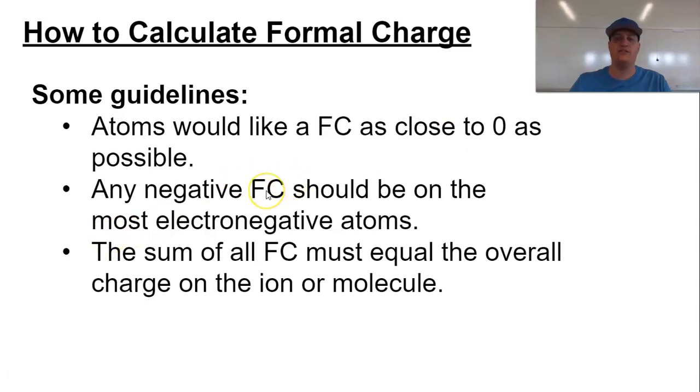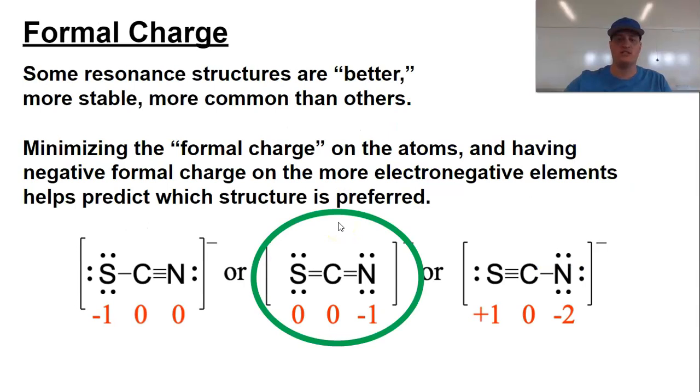Any negative ones that would remain would be on the most electronegative atoms. So again, you see this over here between these two, they have the lowest charge and more zeros. This one has only one 0. Nitrogen being more electronegative would have the negative, sulfur would not.